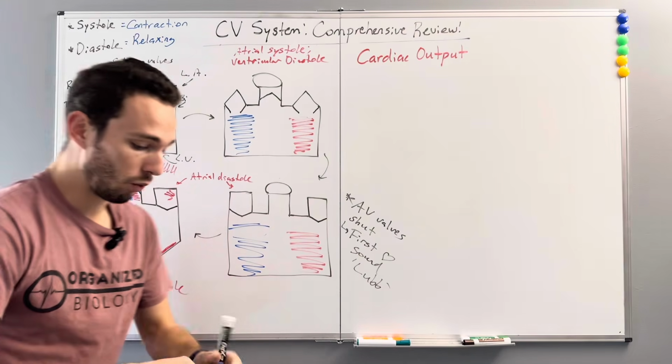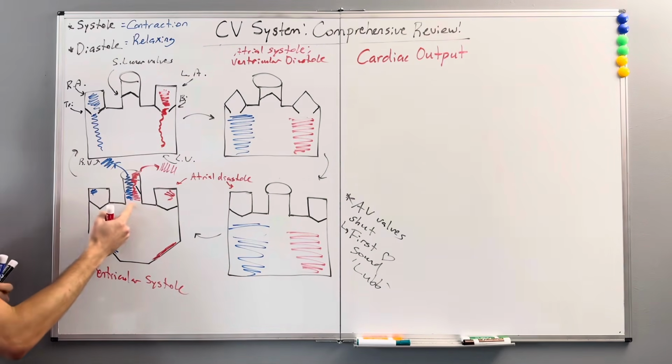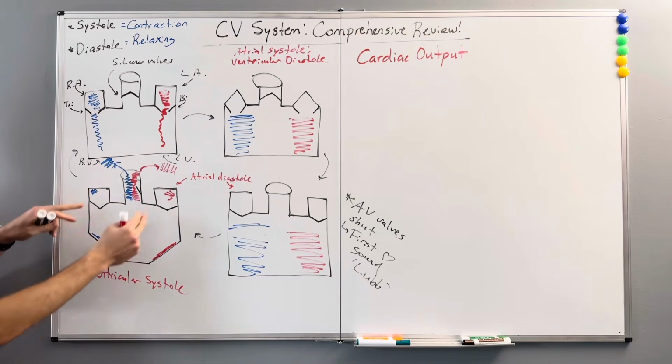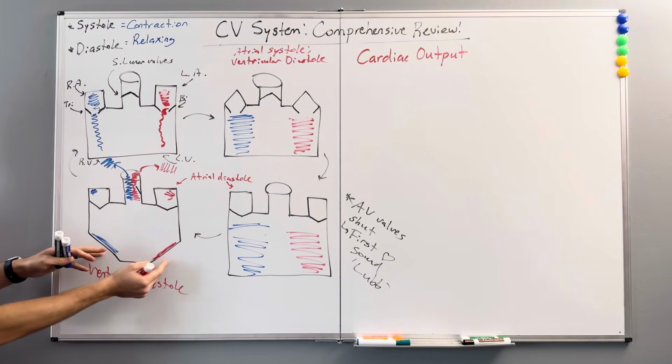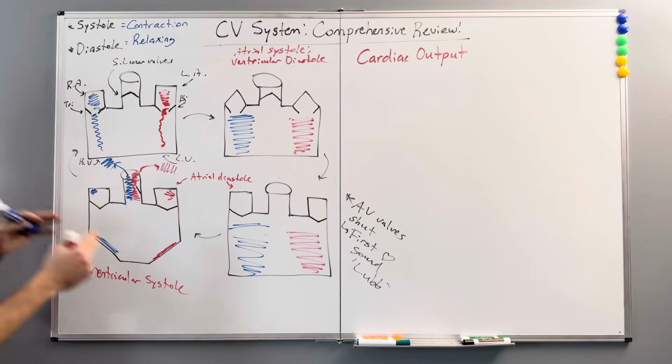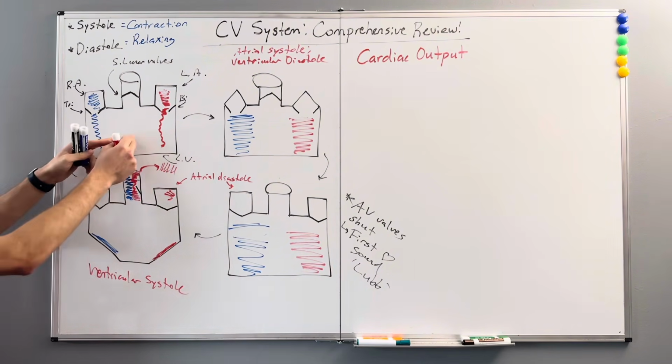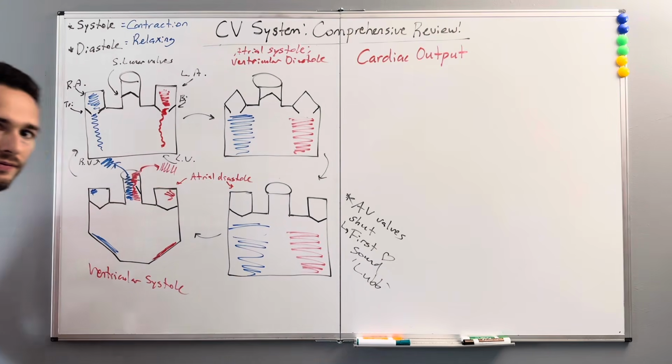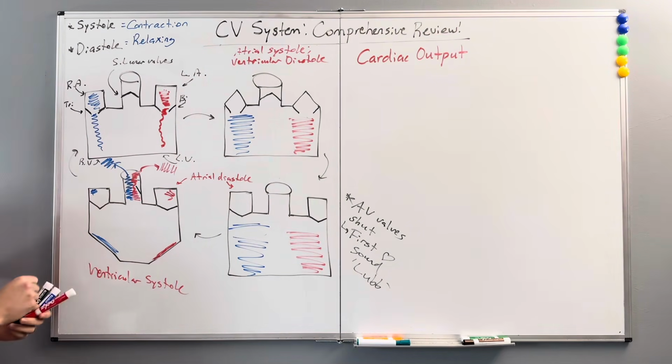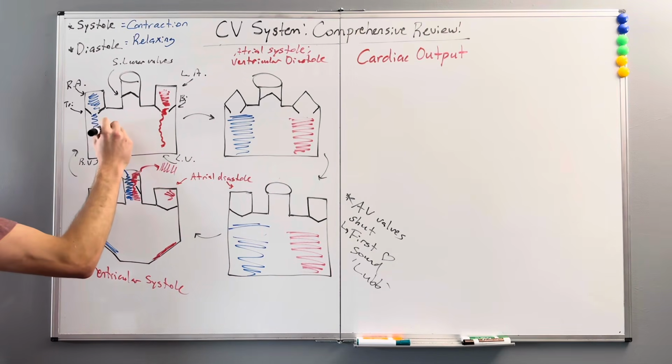Okay, so at this point, what happens? Well, we have the semilunar valves open up. Atria are starting to passively fill. We've got a little blood left over in the ventricles. What's immediately going to happen next? Well, what valves shut after ventricular systole? We see that the semilunar valves shut, right?